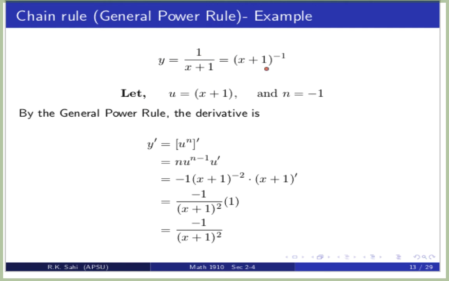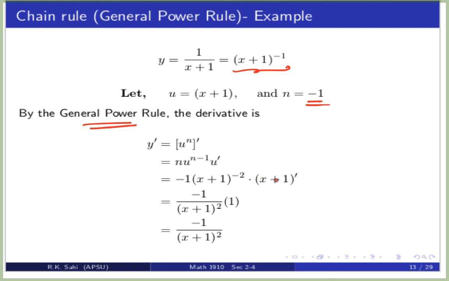So this expression can also be written as x plus 1 to the power minus 1. And this clearly is going to be a chain rule problem here. So your u is now x plus 1, n is minus 1. So by general power rule, the derivative of y is n times u to the n minus 1 times u prime. Now n is minus 1, then u is x plus 1 to the power n minus 1. So it is minus 1 makes it negative 2 times the differential of x plus 1.